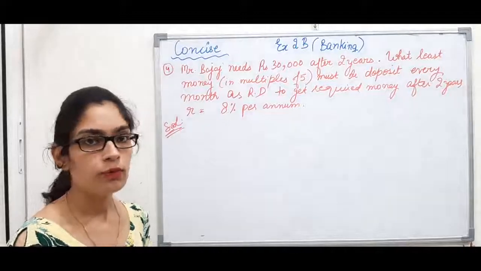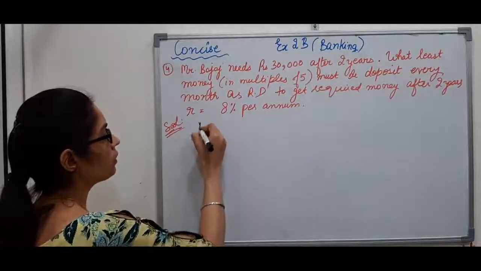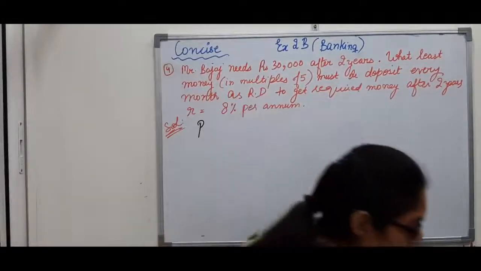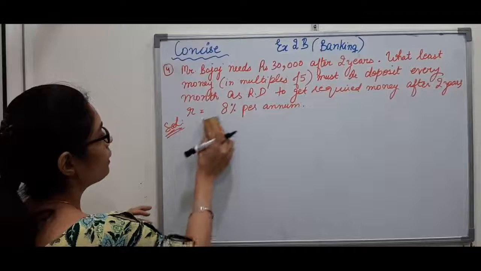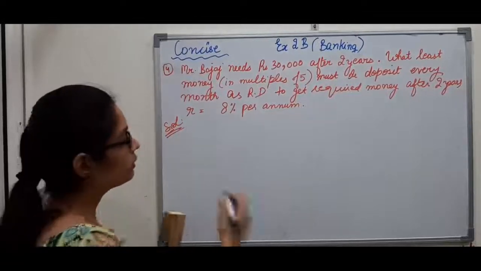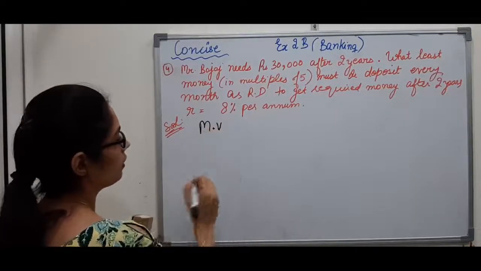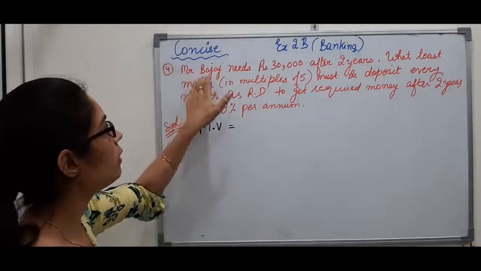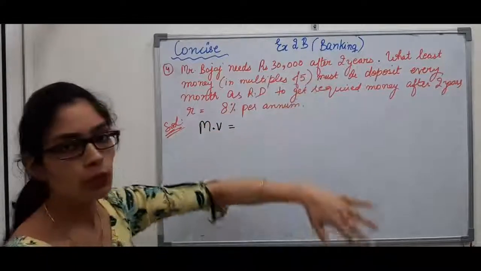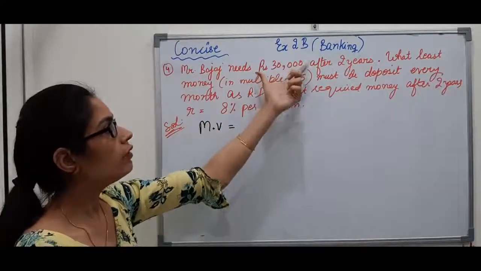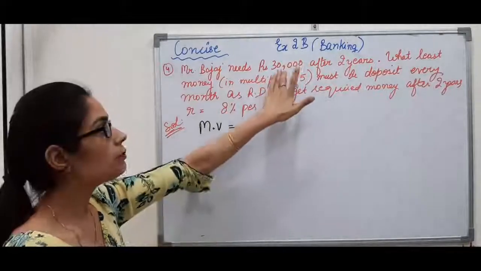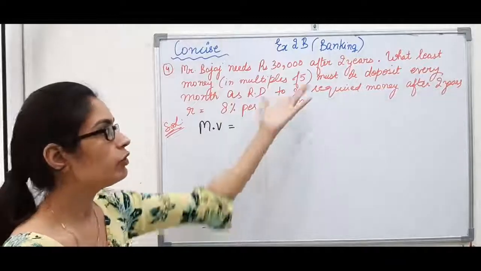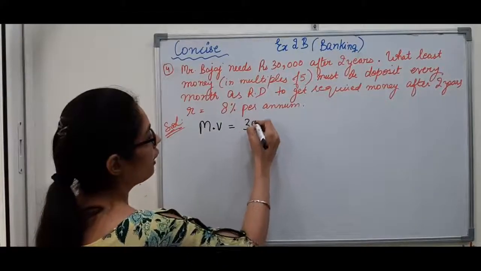First part is you just collect the data which they have given you. The money which he needs after 2 years, since he needs the money, which means he will get it after 2 years, which means my MV is given. Maturity value is already given, only the language is changed. They are telling he needs this amount after 2 years, which means this is the maturity value. This is maturity because he will get it after some fixed interval of time, which is 2 years. So MV is given.